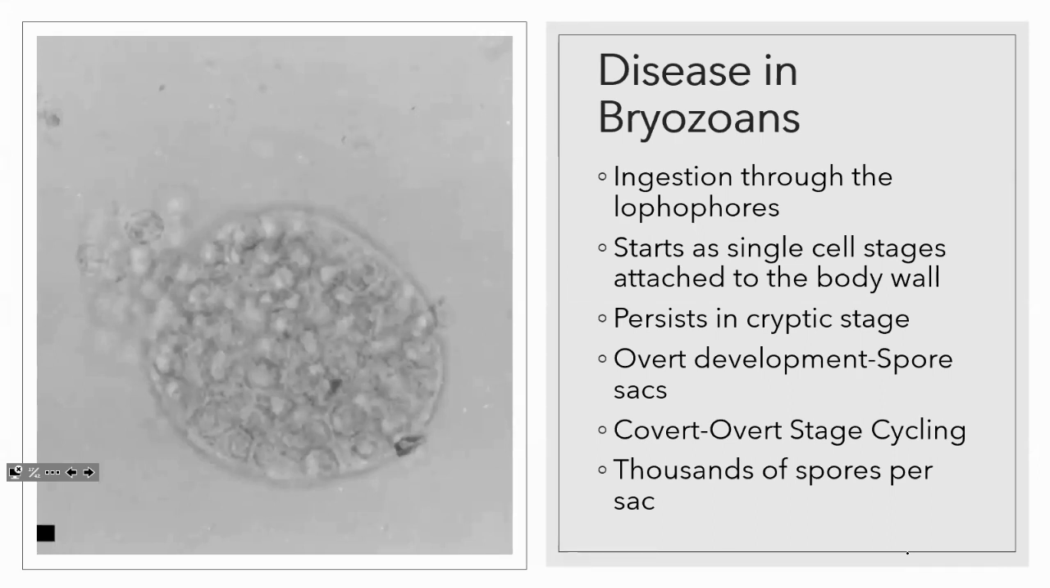This overt and covert stage can actually cycle within the bryozoan. So just because a single cell stage has given rise to one of these spore sacs, that's not necessarily reflective that that won't happen again within that organism. So overt and covert can happen at different times of the year, and it's sort of like a switch, where this covert infection that has no effect on the bryozoan and no effect on the release of spores suddenly gives rise to thousands of spores.